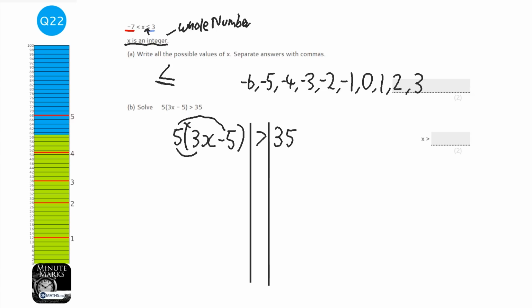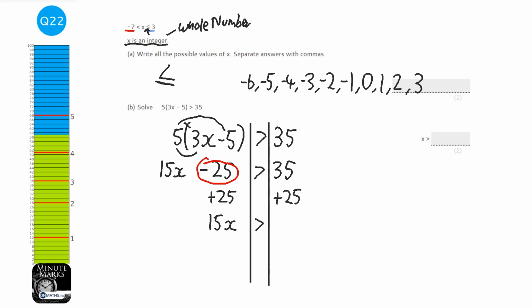So 5 times 3x is 15x. And 5 times minus 5 is minus 25. Now, you could have divided both sides by 5 and that would have been fine. Next step is to get rid of this minus 25. And you must start with that. You can't get rid of the 15 first. So we're going to add 25 to both sides to get rid of that minus 25. So we're left with 15x on this side, and 35 plus 25 will be, well, 5 plus 35 is 40, 40 plus 20 is 60.